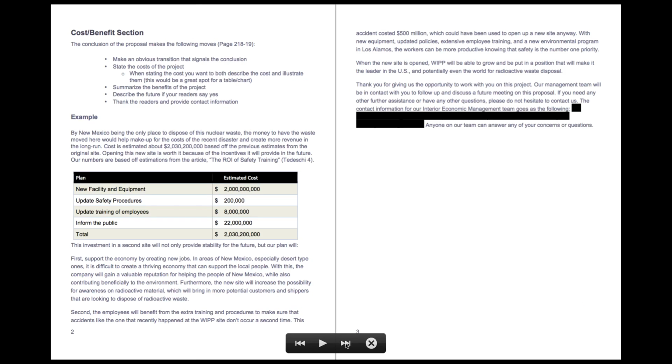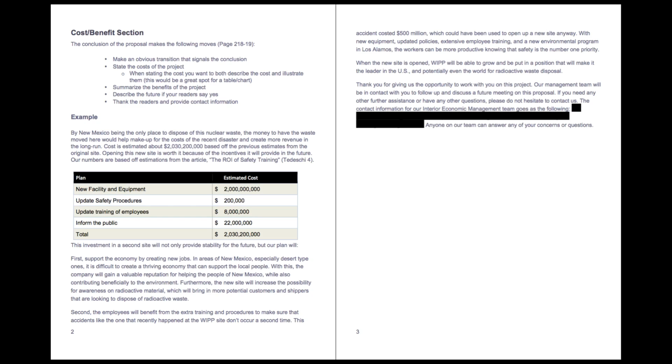So the other section that comes directly after your qualifications is the cost benefit section. And this is kind of the concluding section of your proposal where you're making a few different moves. So you're obviously signaling that this is the end of the proposal. You're not including anything that's super new, other than maybe a further breakdown of the cost. So here's where you really state the cost of the project. So maybe this is a great solution, they're really on board with it, but when it comes down to the end of the day, they want to know how much this is going to cost them. So you're going to go ahead and state the cost.